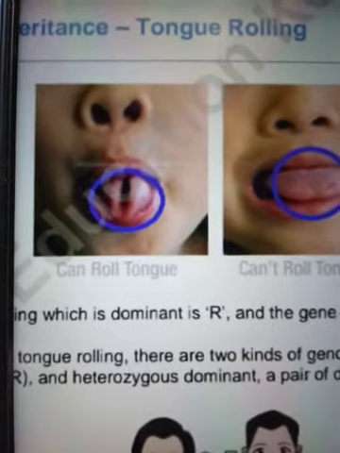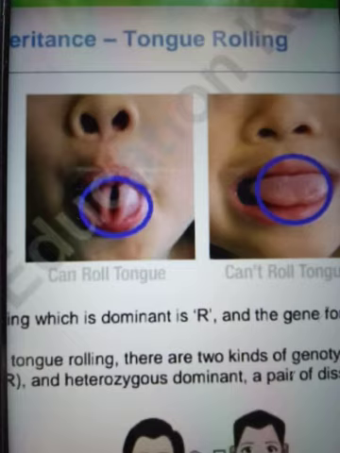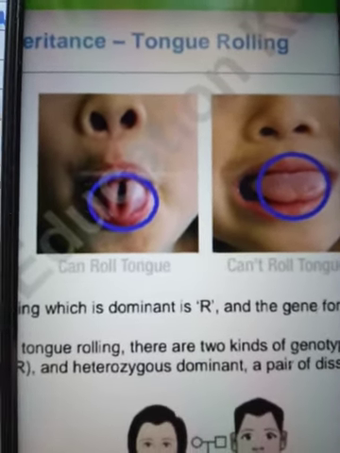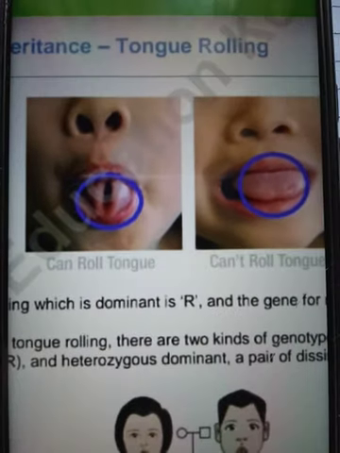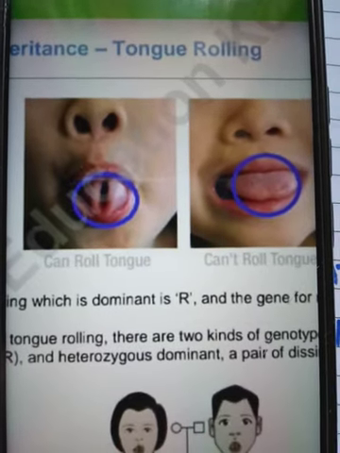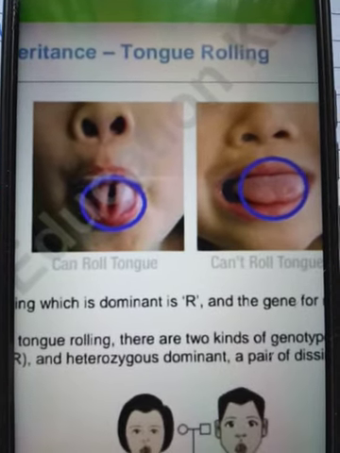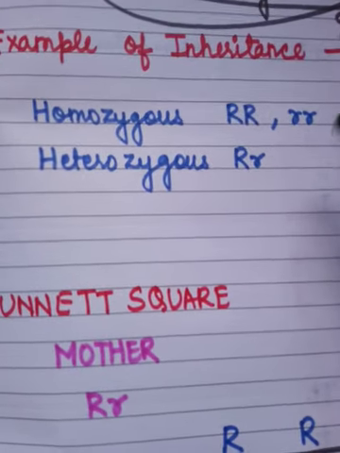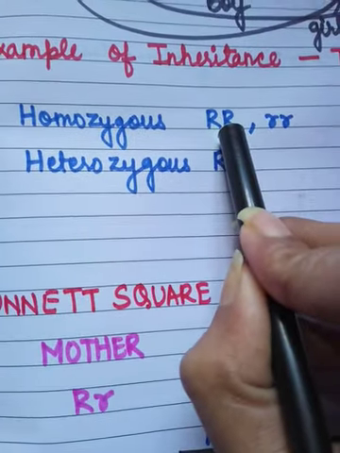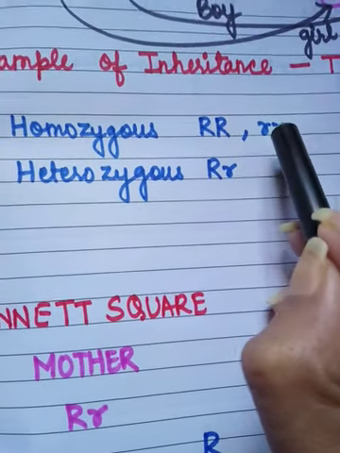Now, I am going to talk about inheritance, and I'll give you an example of inheritance. The first example is tongue rolling. Children, how many of you can roll your tongue just like this? Maybe many of you can't roll it. The reason is the gene which is responsible for tongue rolling is dominant R, and the gene which is recessive and responsible for non-rolling is small r.